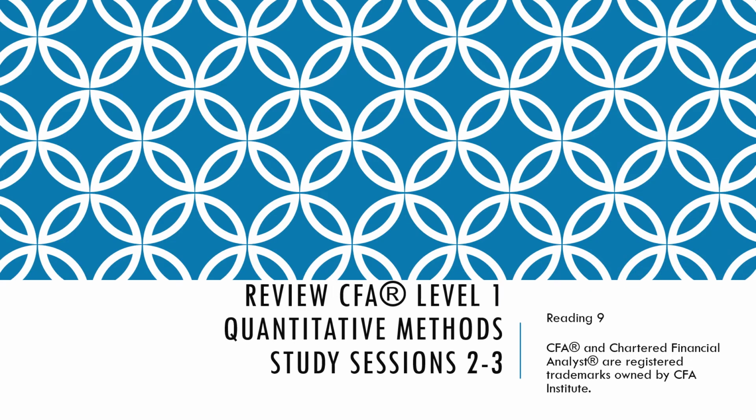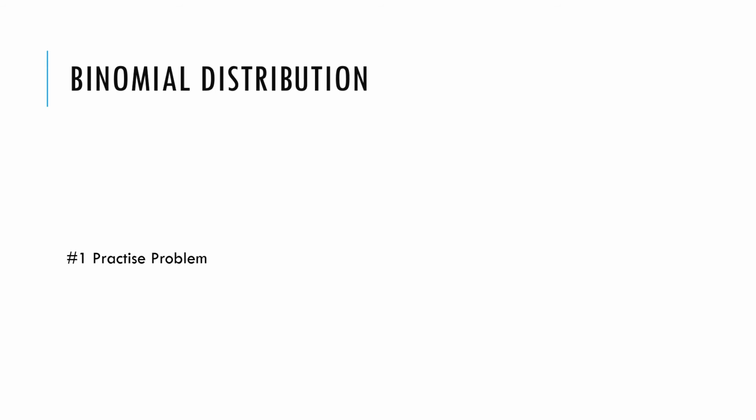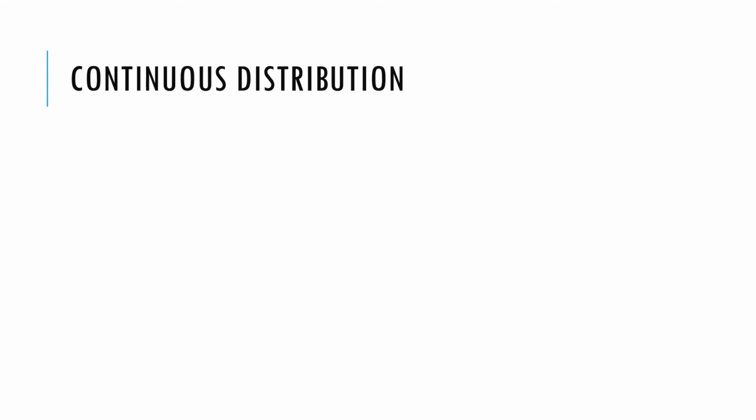Welcome to CFA Level 1, Quantitative Analysis, Reading 9. Reading 9 is to explain the common probability distributions. Binomial distribution is to obtain the probability of observing a number of successes, p, in a sequence of n independent experiments. In this practice problem, it is to illustrate the solution for the binomial distribution.